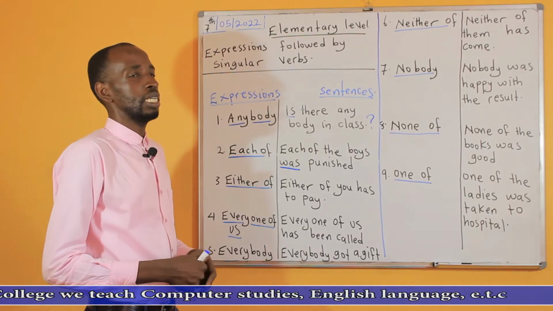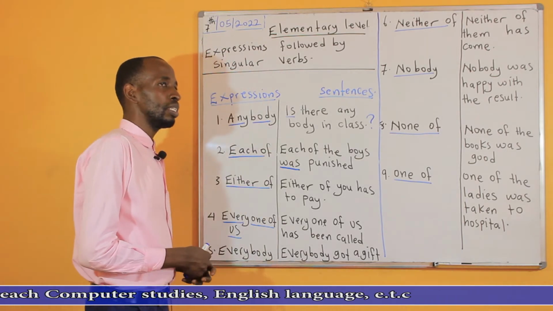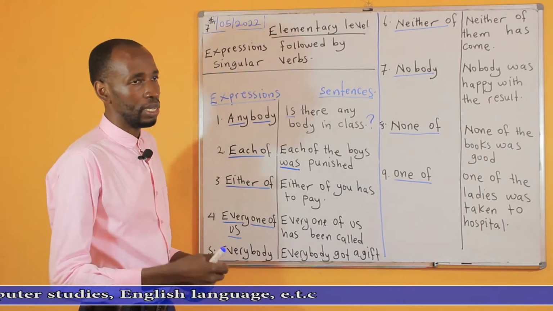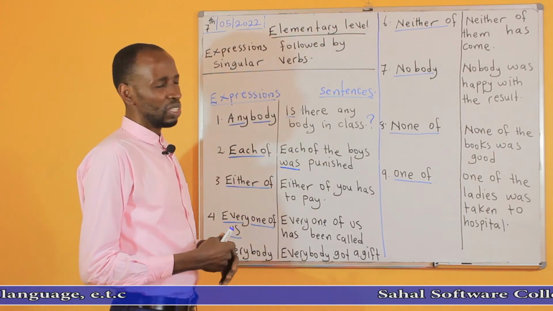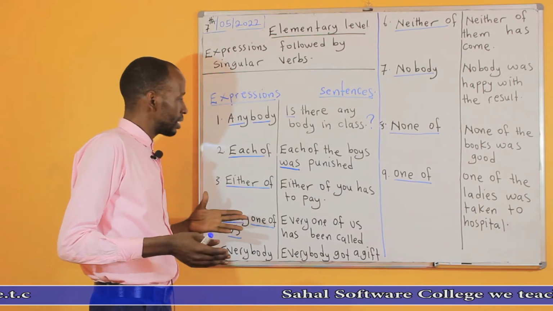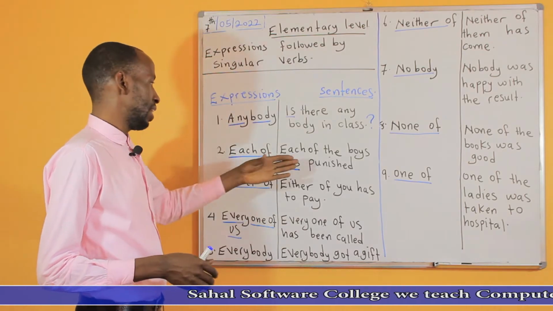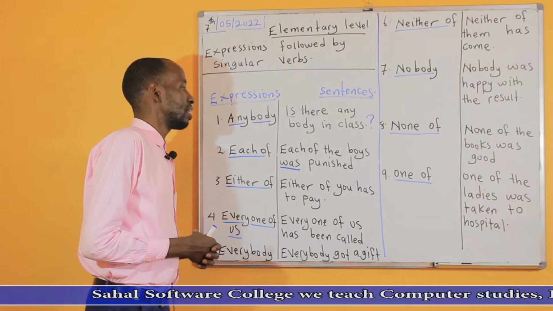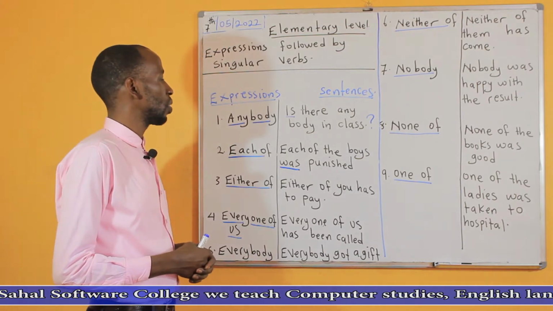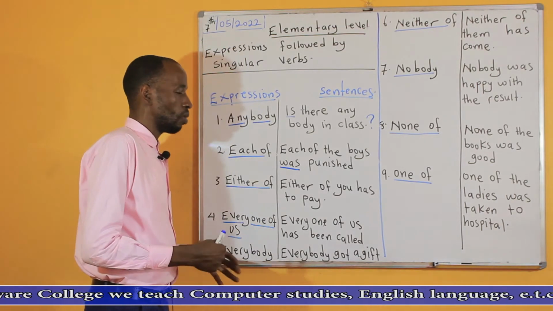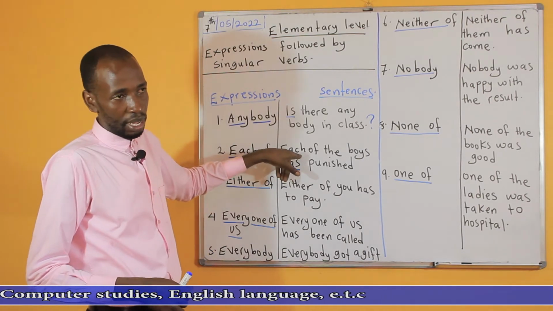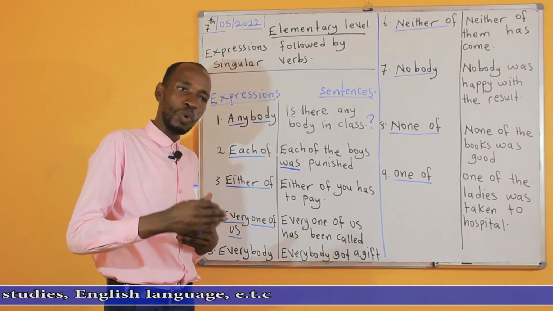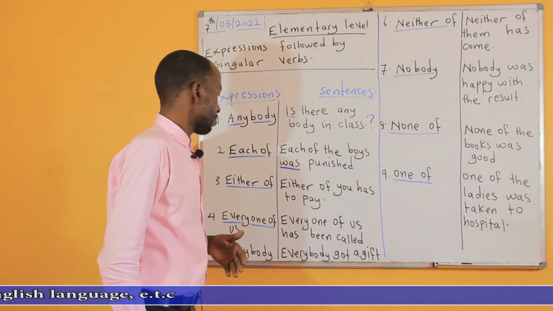Each of the boys came to school. Each of the boys got a message. Each of the boys flew to another country. So as you like, but when you say each of, then you cannot put where. Each of the boys were punished. No. Each of the boys was, because we use each of whereby we are talking about one by one.